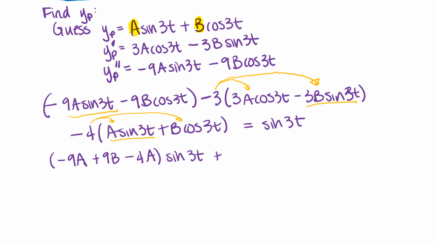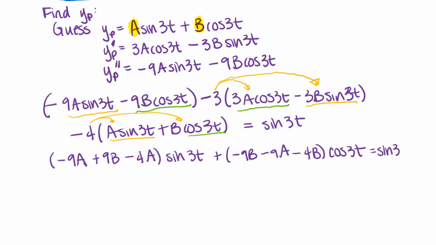And then I've got cosine 3t terms, so I'm going to have a minus 9b. And then I'll have a minus 9a, again remembering to distribute through that minus 3. And then in my last parentheses here, I'll have a minus 4b. All right, and all of that needs to equal what I have on the right-hand side of the differential equation, the sine 3t is all I have on the right-hand side of the differential equation.